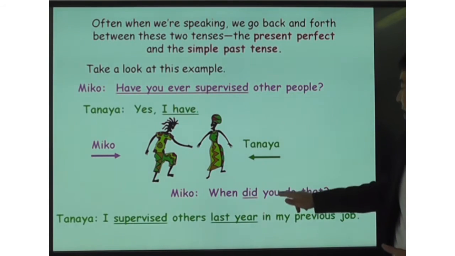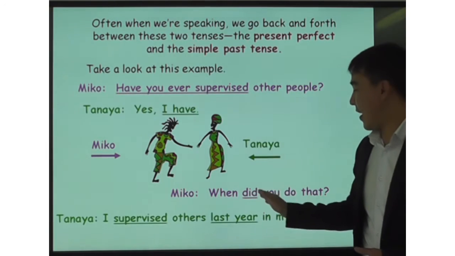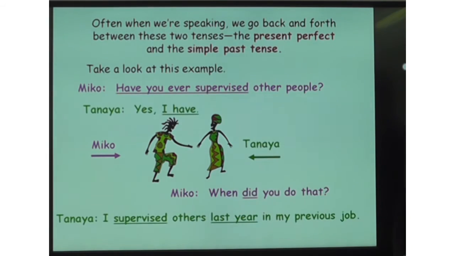And the answer of this sentence: I supervised others last year in my previous job.